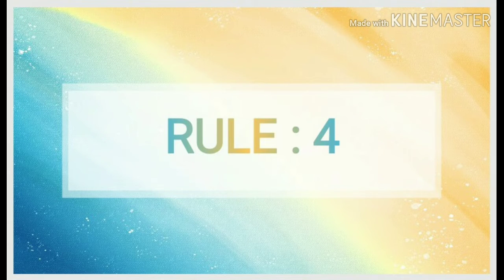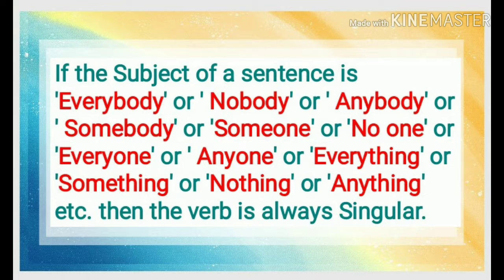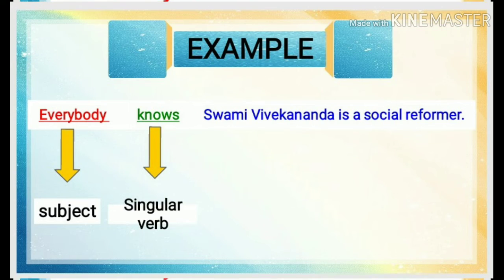Rule number 4 is: if the subject of a sentence is everybody or nobody or anybody or somebody or someone or no one or everyone or anyone or everything or something or nothing or anything, then the verb is always singular. Here is the example of it. Everybody knows Swami Vivekanand is a social reformer. In this sentence, the subject is everybody, so we use the singular verb.